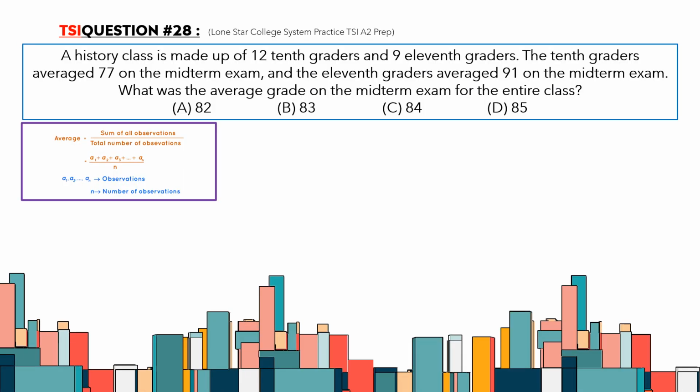A history class is made up of 12 10th graders and 9 11th graders. So let's highlight some of the given information. We have 12 10th graders and 9 11th graders. The 10th grader average is 77. And for the 11th graders, the average is 91 on the midterm exam. So the question is, what is the average grade for the entire class?